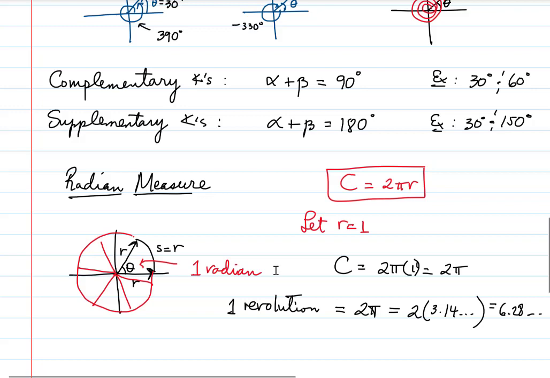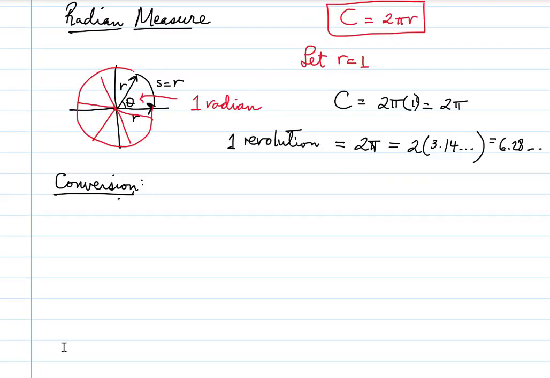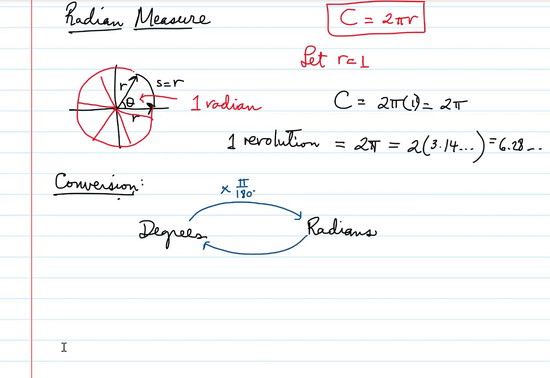And now that we have the two measures, radians and degrees, we need some sort of conversion. So how do we convert from degrees to radians and vice versa? It's very straightforward here, guys. To go from degrees to radians, you're just going to multiply by pi over 180 degrees. And to go backwards, you're just going to flip that: multiply by 180 degrees over pi. Okay, very straightforward.